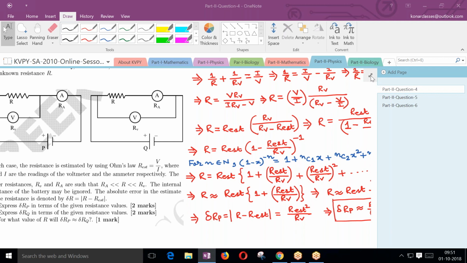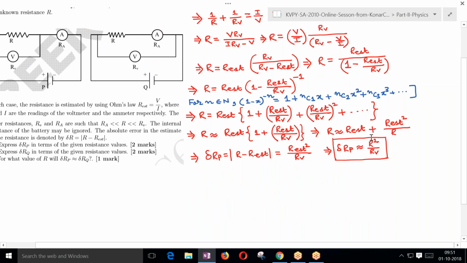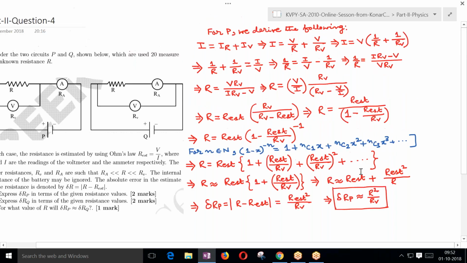Okay, but your statement is correct, though it is not in context to this question. If x is huge, we must not ignore it. But in the context of this question, x is not large. X is a very small quantity. X means R estimated by RV. So in this way, we found the value of delta RP. Now we need to find the value of delta RQ. Let's see how we can find the value of delta RQ.